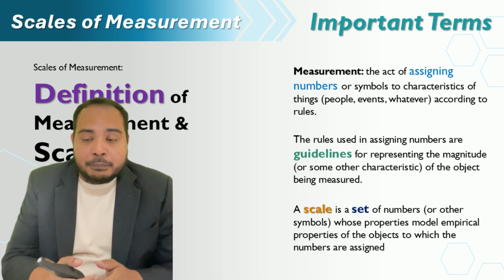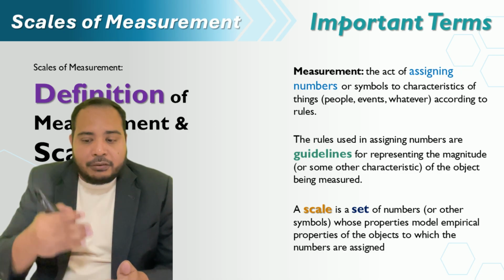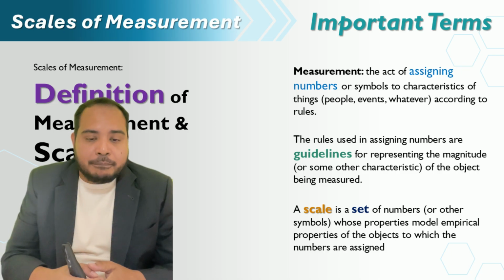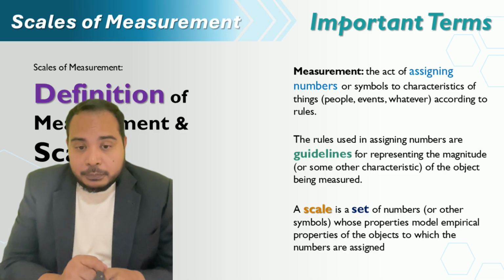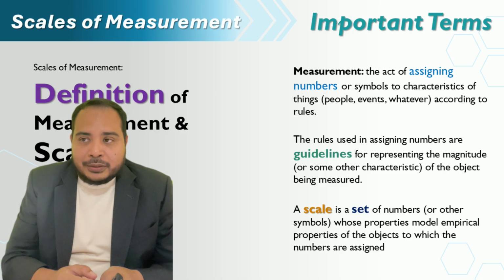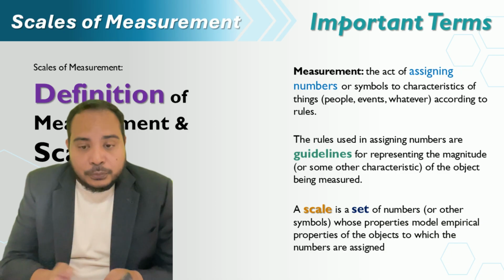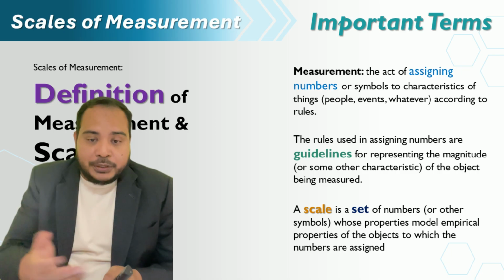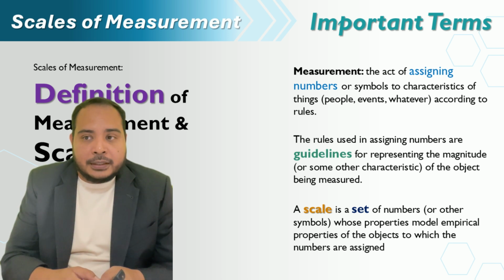Okay, so these numbers can be in the form of scales. A scale is a set of numbers or other symbols whose properties model empirical properties of the objects to which the numbers are assigned. What does this mean? Meaning that for some subjective variables, for example attitudes, we cannot give them a magnitude of heavy, for example, or powerful. So what we can give is a subjective evaluative judgment, usually in the form of preferences, in the form of agreement.